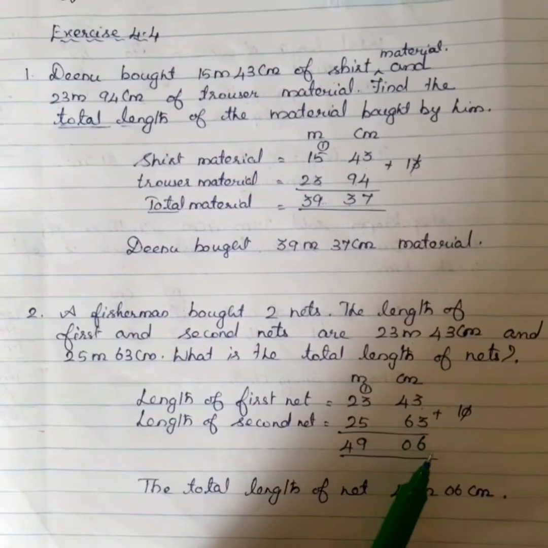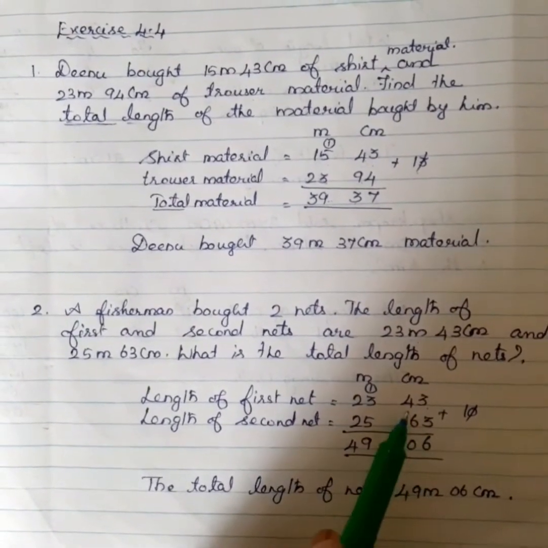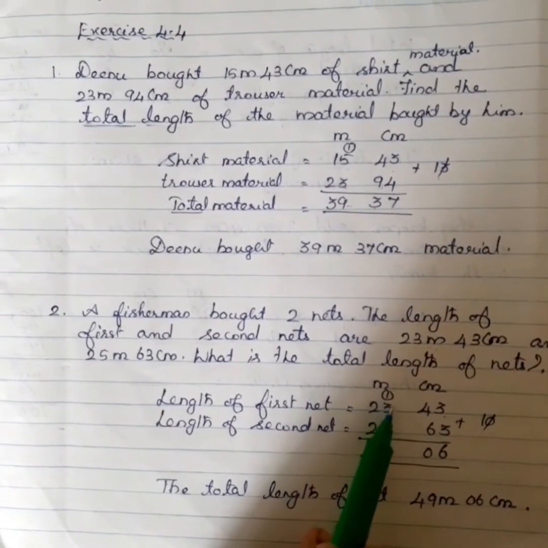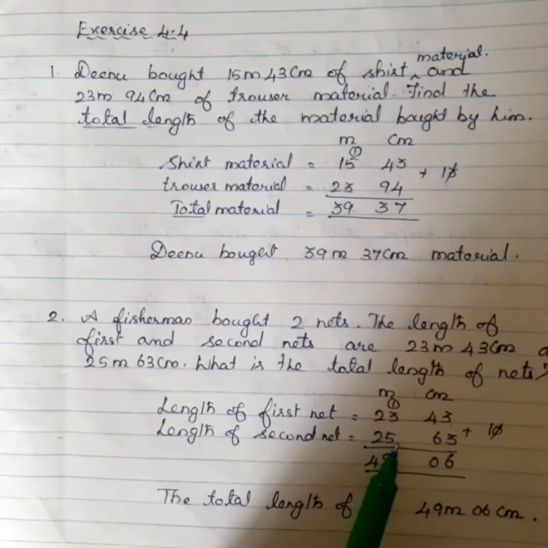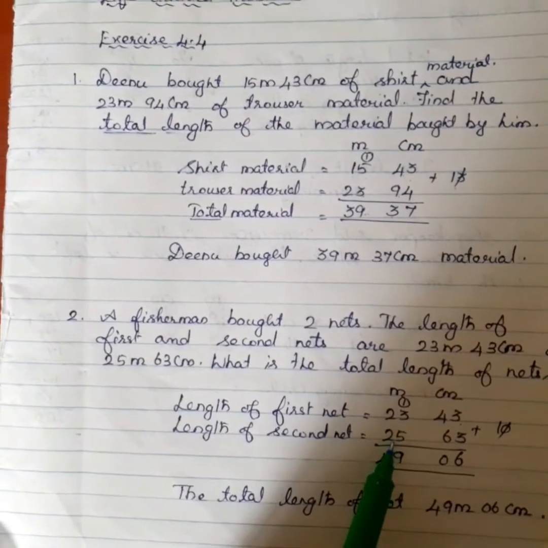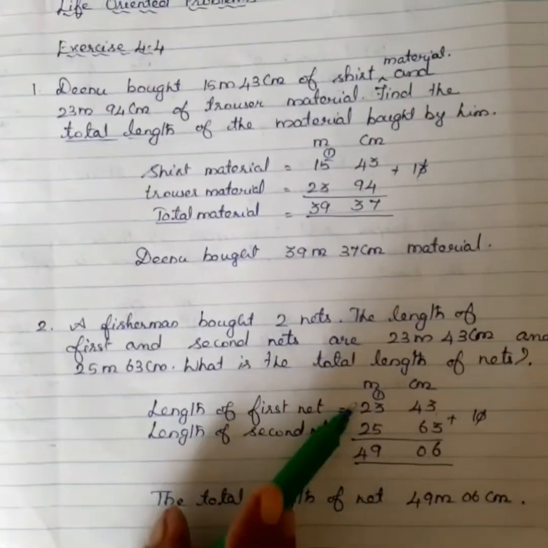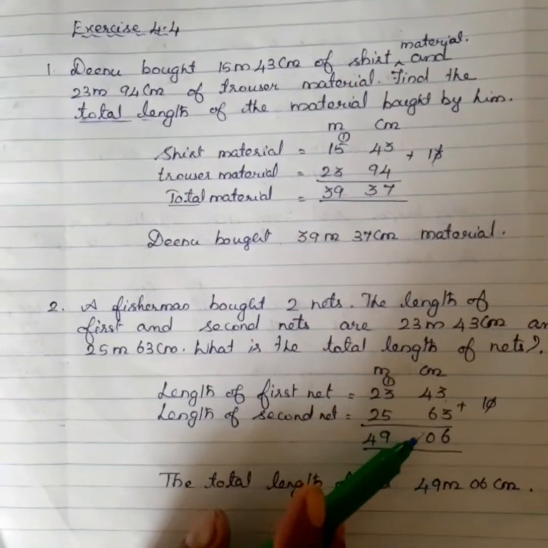3 plus 3 is equal to 6. 4 plus 6 is equal to 10. Remaining 1. 1 plus 3 is equal to 4. 4 plus 5 is equal to 9. 2 plus 2 equal to 4. So the total length of the net is 49 meter 6 centimeter.